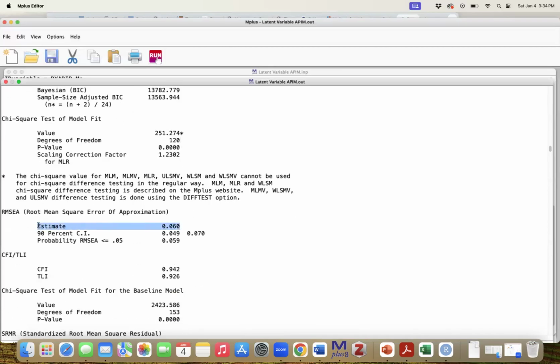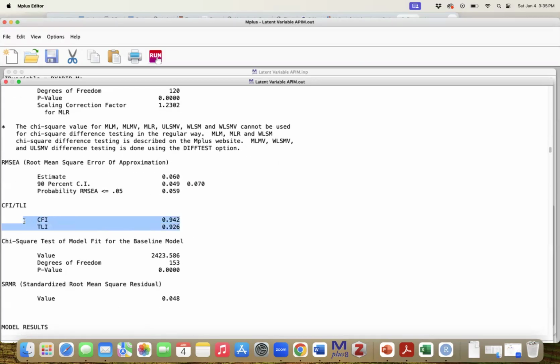We have our RMSEA. It's okay. It's really nothing to brag about. Our 90% confidence interval is actually pretty tight, which is a good sign. But again, this is higher than we would really want it. It's certainly well within established cutoffs, whether you're a 0.05 person, a 0.06 person, or perhaps a 0.08 person. Generally, this is within the realm of possibility of it being a good fitting model. And the high end of the 90% confidence interval isn't above 0.08, which lends a little bit more credence to we have a decent fitting model here.